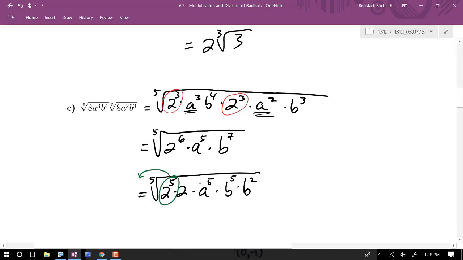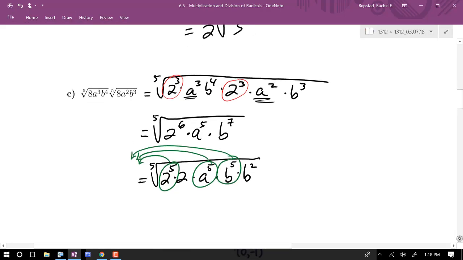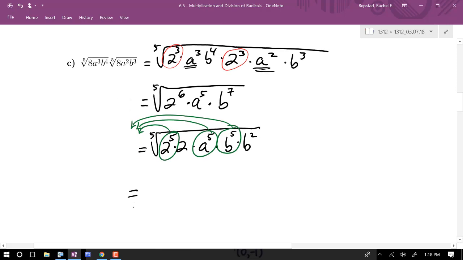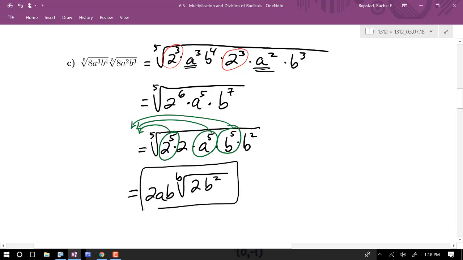So I've got a 2 to the 5th, an a to the 5th, a b to the 5th. What goes outside the radical? 2ab. What's left inside? 2b squared. Yeah. Oh, that should be a 5, not a b right there.